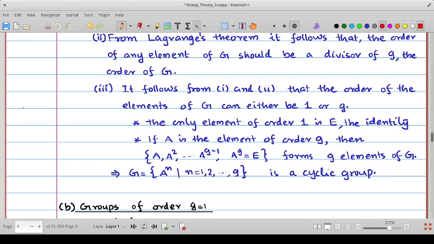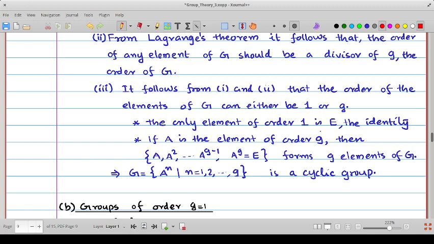So if the order of an element is 1, that means a to the power 1 is equal to E. But a to the power 1 is simply A. Or in other words, A is equal to E. So the element of order 1 in a group is simply the identity element. And there is only one identity element in a group. It is unique.